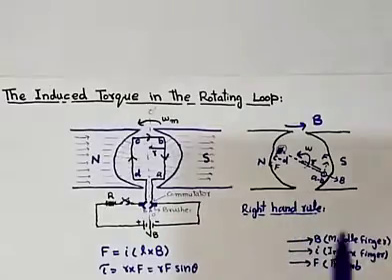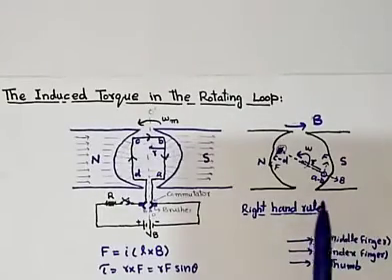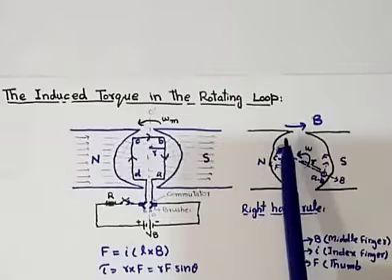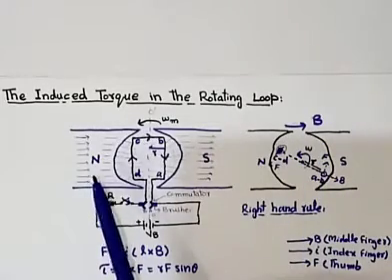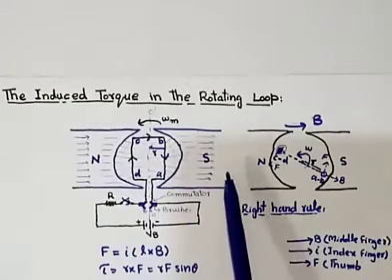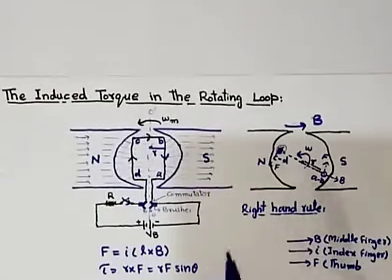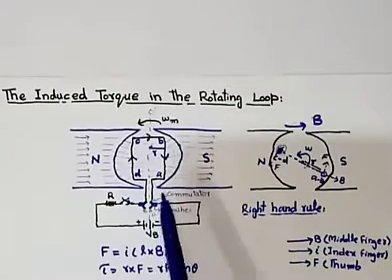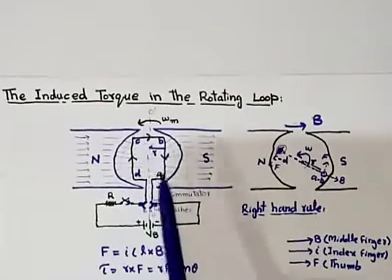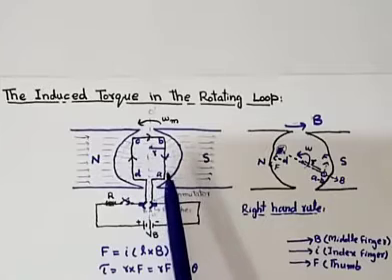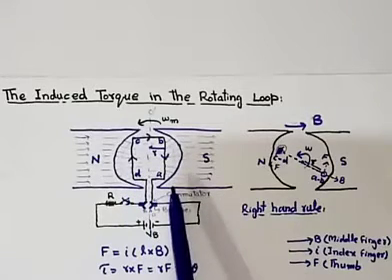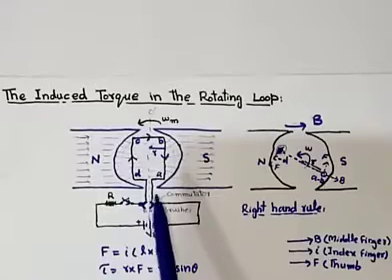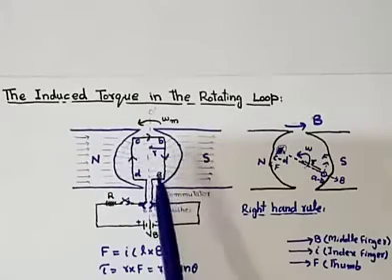What is the direction of the magnetic field? The direction of the magnetic field is always like this. As we know, the direction of the magnetic field is from north to south. As you can see in this diagram, there are 4 segments in a loop. That is, segment AB, segment BC, segment CD, and segment DA. Let's start from segment AB.